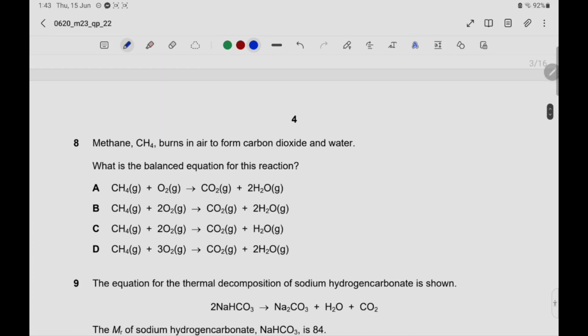Question 8. This is very simple. Basically, you just have to balance them. Answer should be B. Okay, if you find it difficult to balance, guys, I teach you. There are 2 oxygens here, right? And this is only 1 oxygen initially, if you haven't balanced it. So my style of balancing, I always start with the odd number first, make them into even.